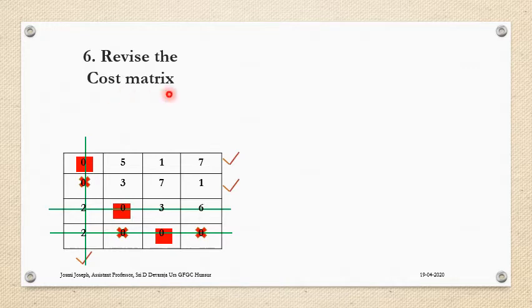We are going to revise the cost matrix to get an optimal solution. Here we have 3 groups of elements. First one, elements not covered by any lines, this one, and elements at the intersection of both the lines, this set, and other elements covered by a single line.